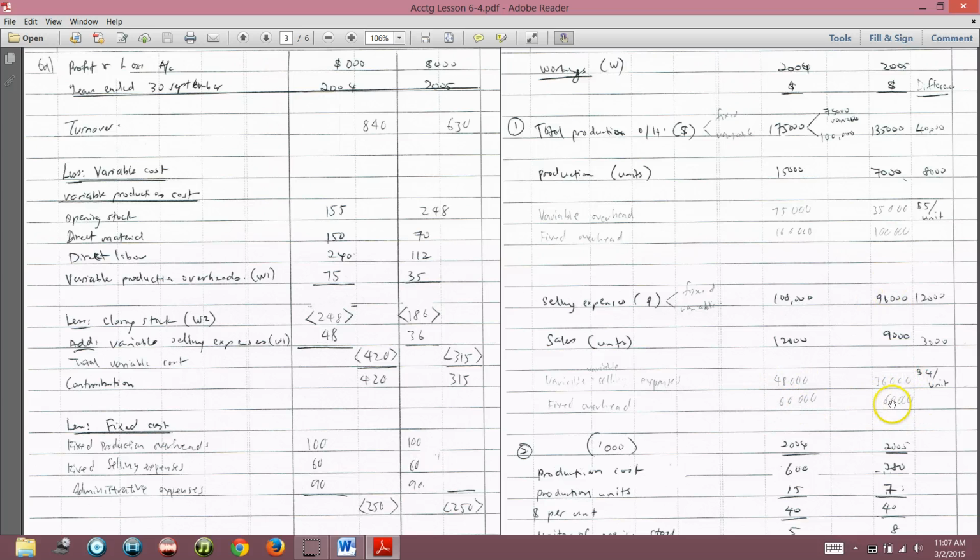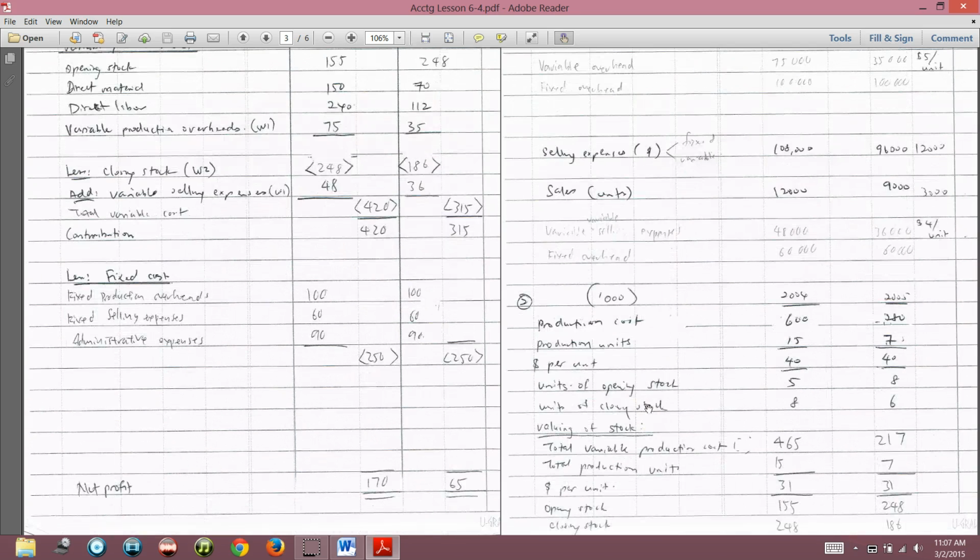Same story. Fixed selling expenses is 60,000. Variable selling expenses, that's why I reference W1, this working one, is 48,000 and 36,000. So we are putting in all the difficult figures one by one. Now we have to calculate the opening stock and closing stock.